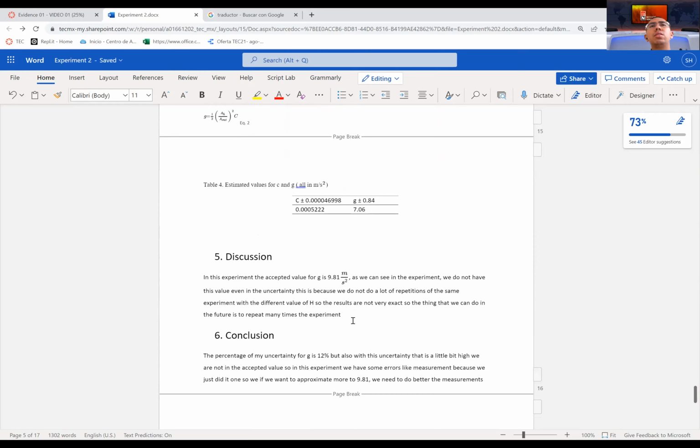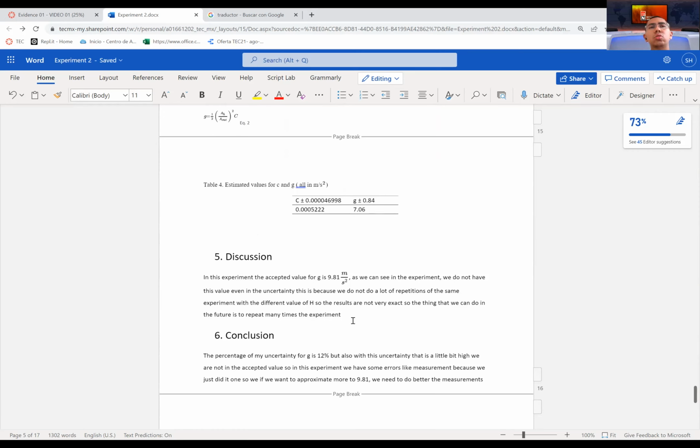In this experiment, the accepted value for g is 9.81. So as we can see right here, we do not have the accepted value even within the uncertainty, and this is because we did not do a lot of repetitions of the same experiment. So it was a little bit difficult to get the measurements correct.